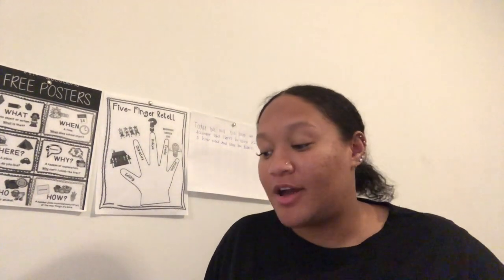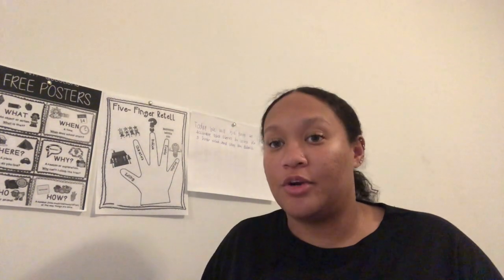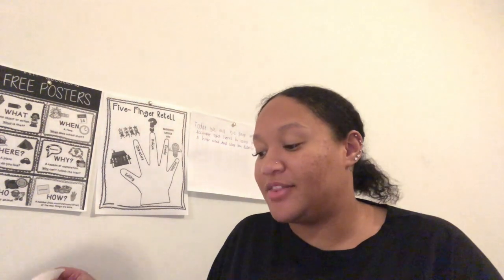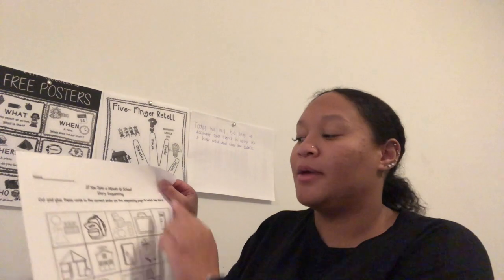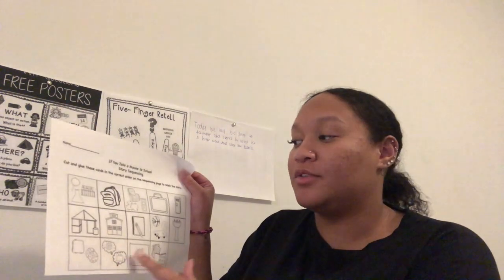After you and your partner have finished putting the photos in order, you're also going to be writing the central message for the story. So you can just go ahead and write that right at the top, after you have placed all of these photos in the correct order.